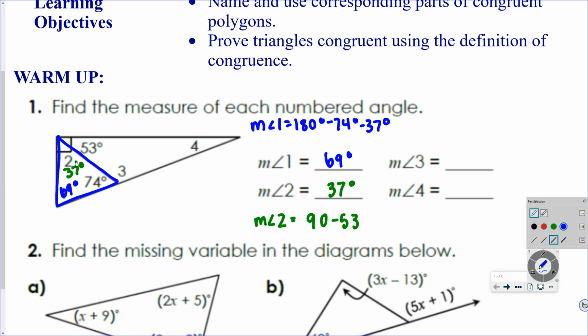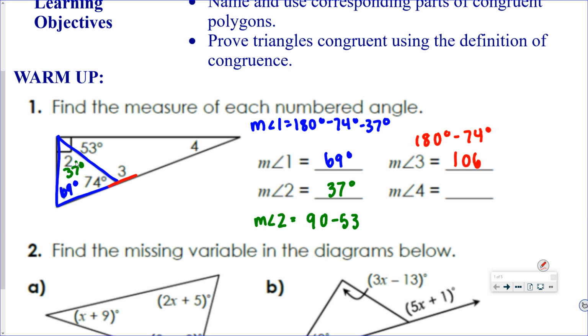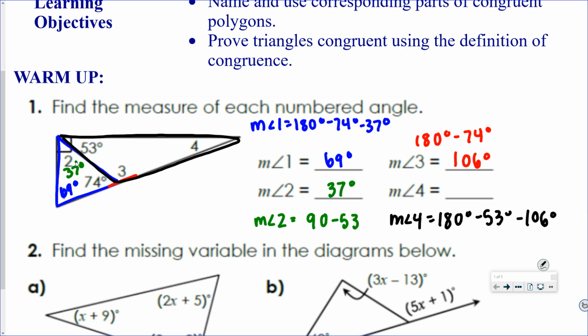Angle 3 is a linear pair, or you could say supplementary, with the 74 degree angle. So those have to add up to 180. So I did 180 minus 74. It's 106, right? 106 would be angle 3. And then lastly, angle 4 in this triangle. Now that we know angle 3, those have to add up to 180. So I did 180 minus 53 minus 106 to get 21.